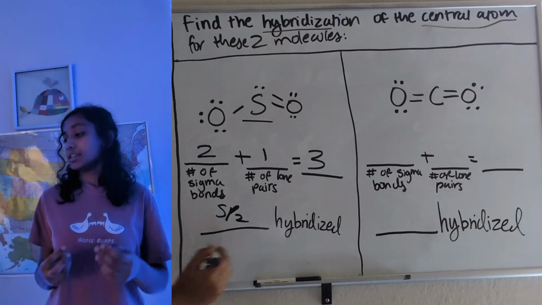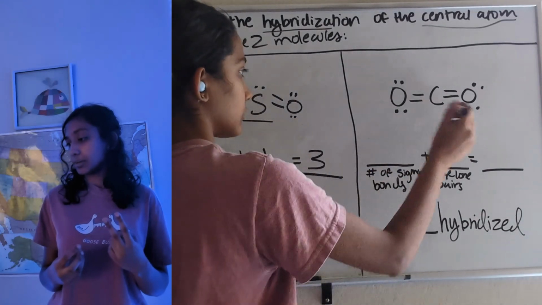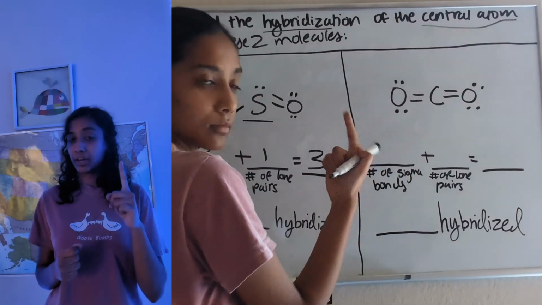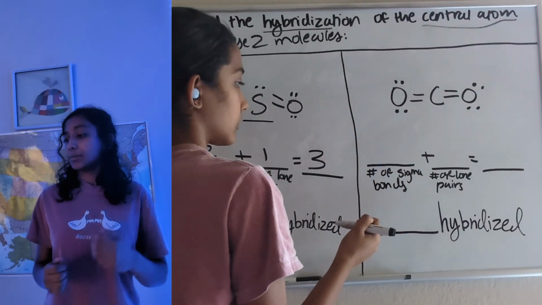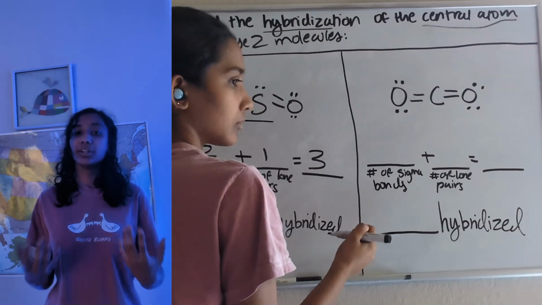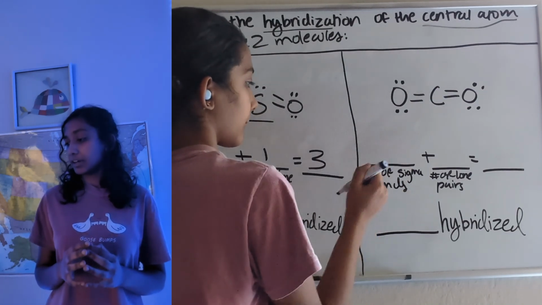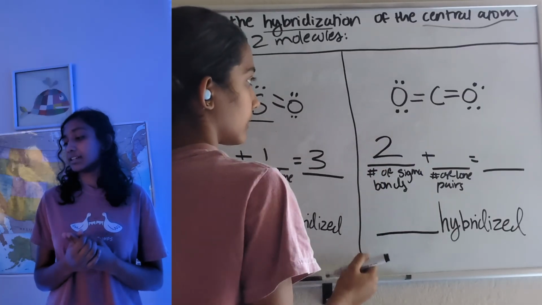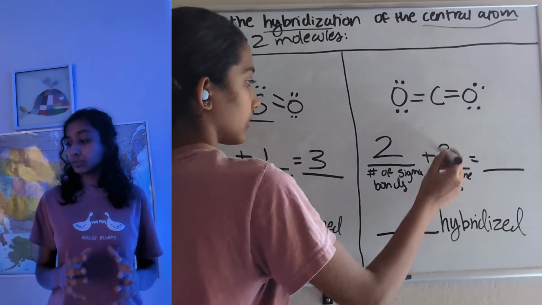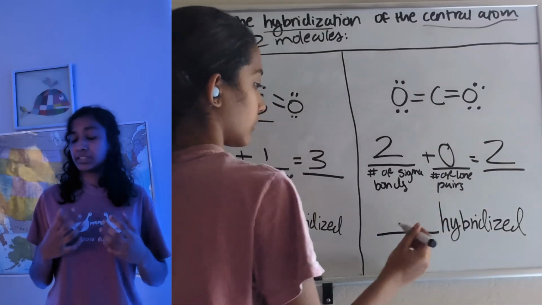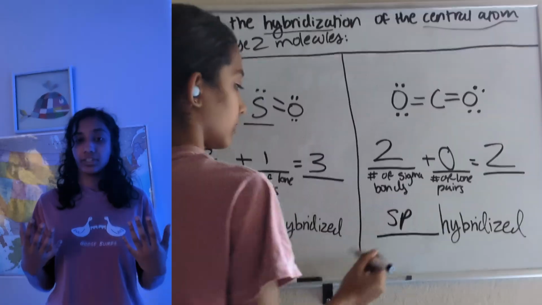In CO2, there are 2 double bonds attached to carbon, the central atom. Each double bond has 1 sigma bond and 1 pi bond. But when we're talking about hybridization, we really only care about sigma bonds. Since there are 2 double bonds, there are 2 sigma bonds attached to carbon and no lone pairs. This makes the steric number 2, giving CO2 sp hybridization.